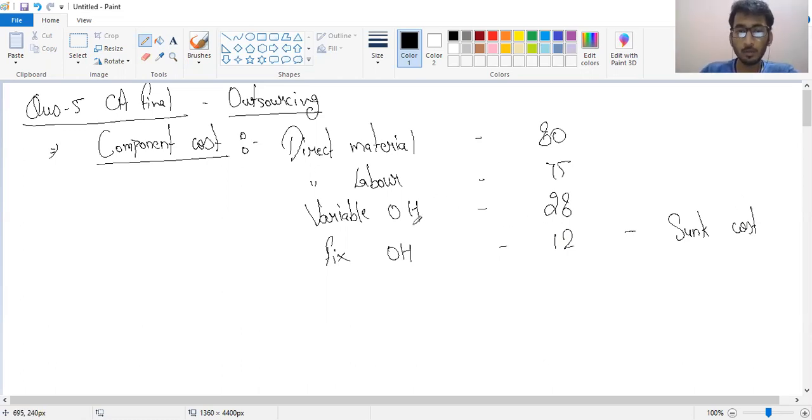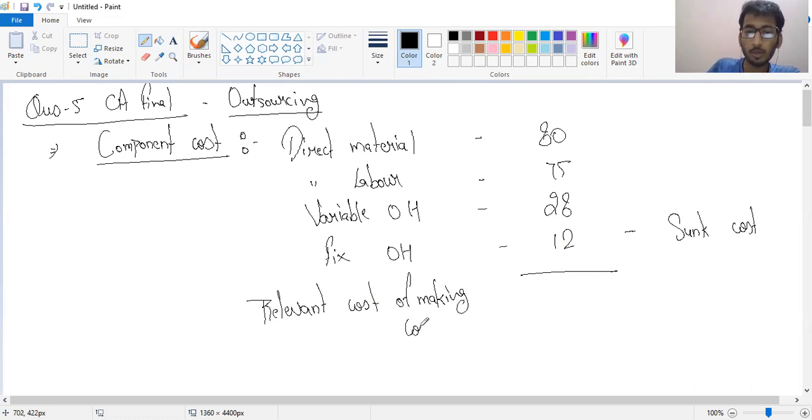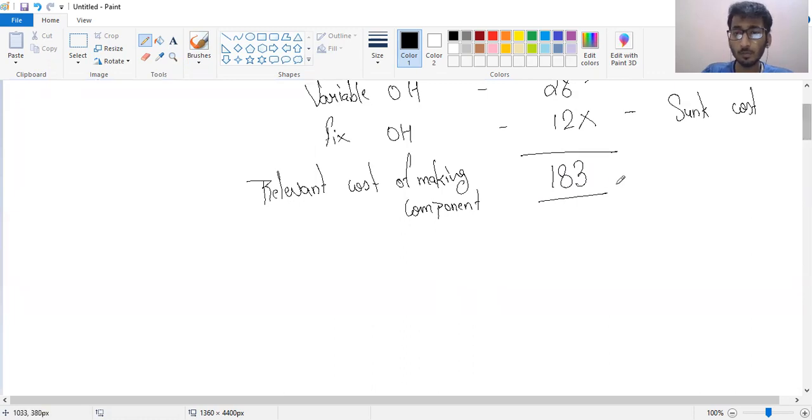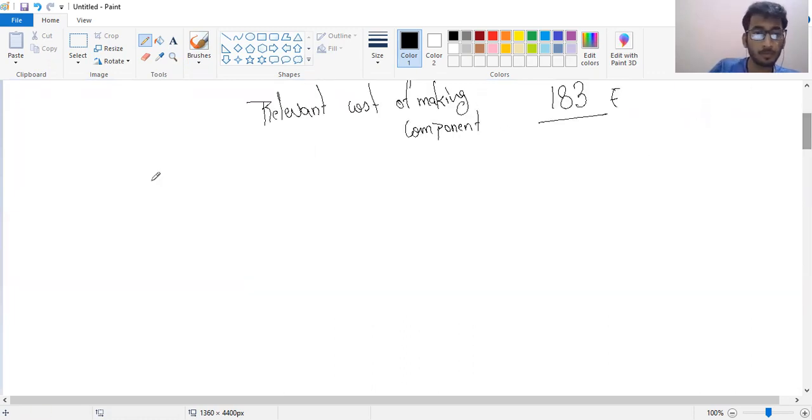So the relevant cost of making the component would not include the fixed cost. It would not be a relevant cost. So 80, 75, 155, and 183. The relevant cost of making the component would be this plus this plus this. It would be 183 rupees. Okay, now the other things.